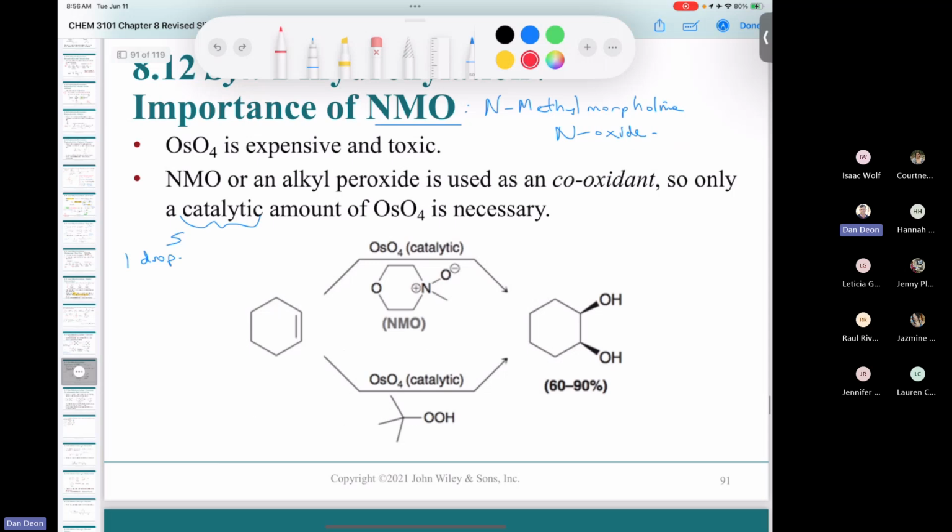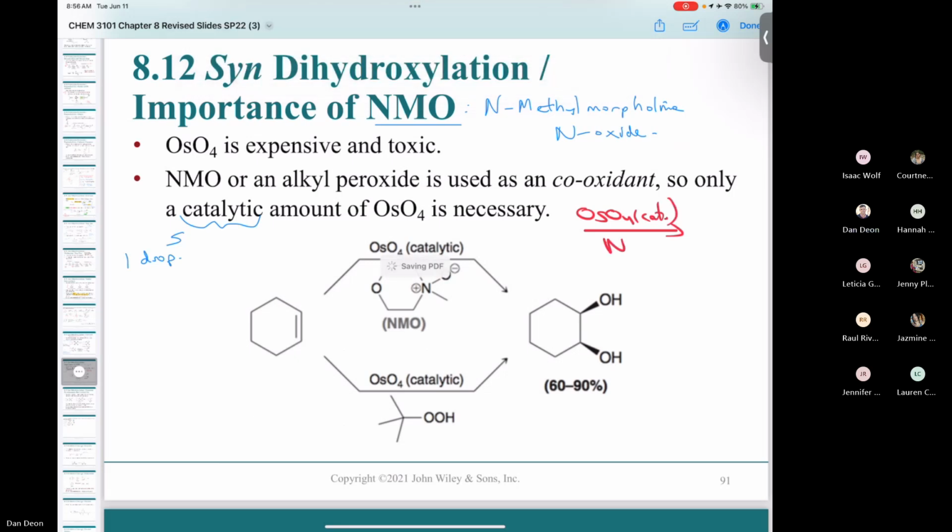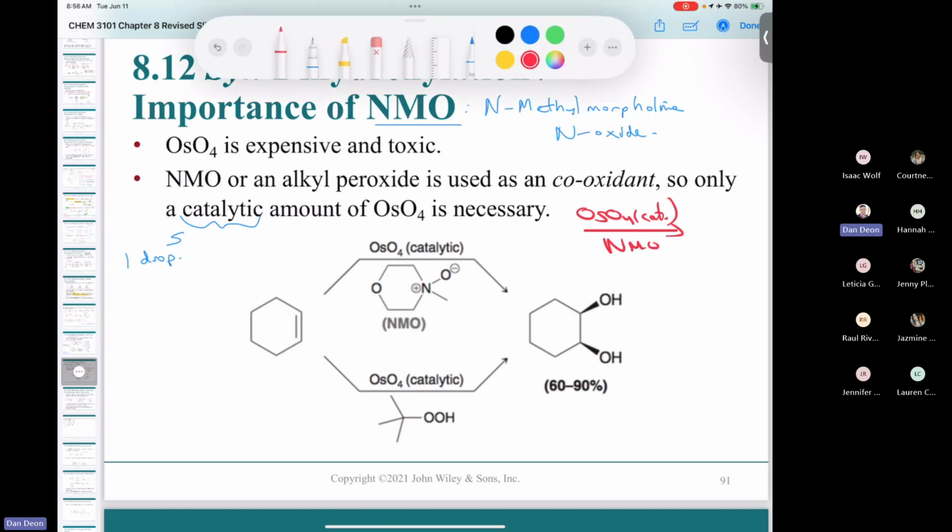so don't stress about drawing NMO. Usually what my students will write is they'll just write OsO4 catalytic. So they just put catalytic like that, and then they'll put NMO as the co-oxidant, like that. Okay. Now the other option besides using NMO is to use an alkyl peroxide. This one here is tert-butyl hydroperoxide. Okay, and that's also used as a co-oxidant.